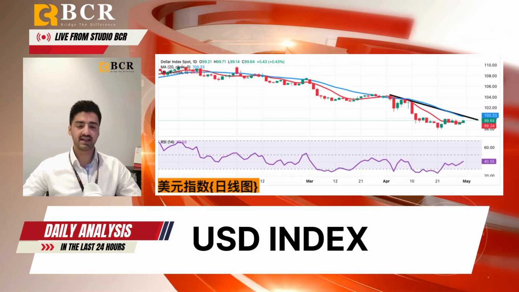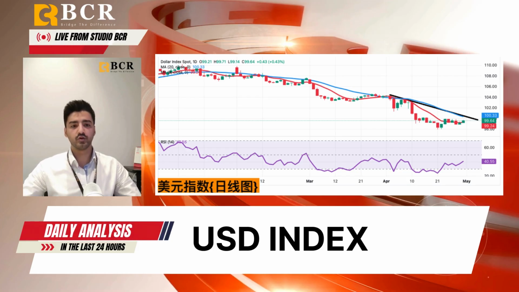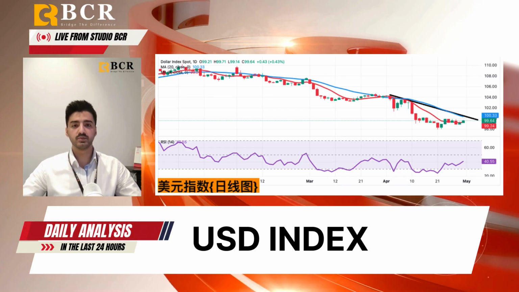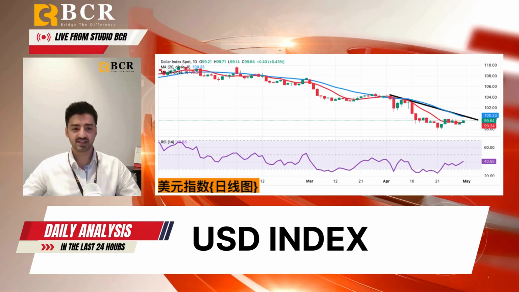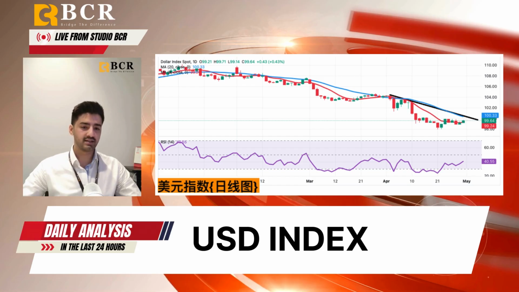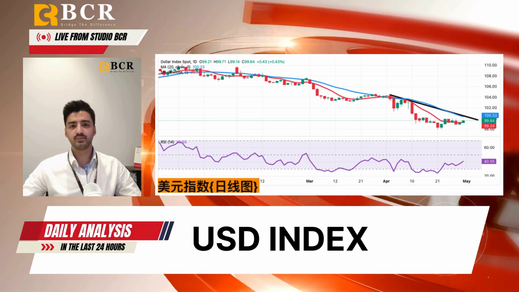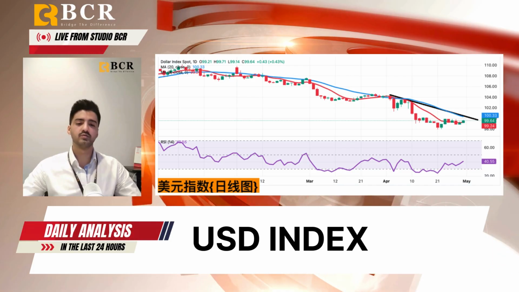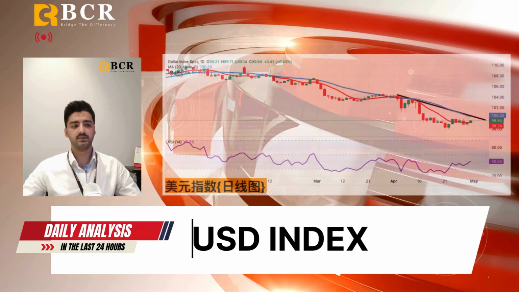Immediate resistance is at 99.47, followed by 99.84. A push above 100 would be needed to shift sentiment. If pressure persists, look for a drop below 98.90 and then the key level of 97.91.